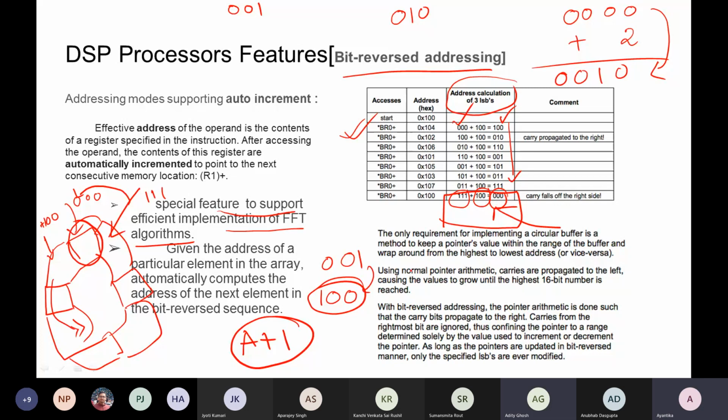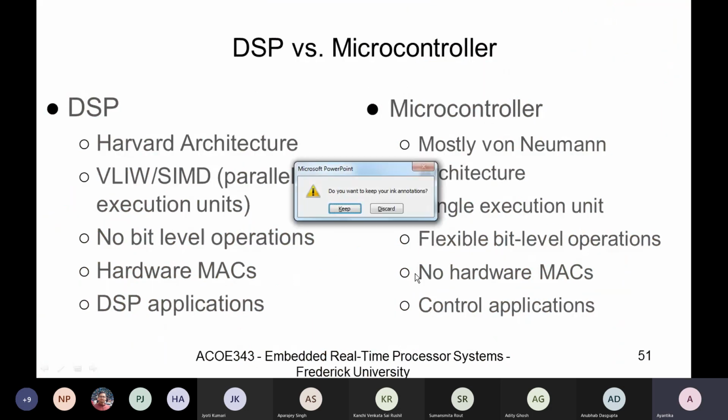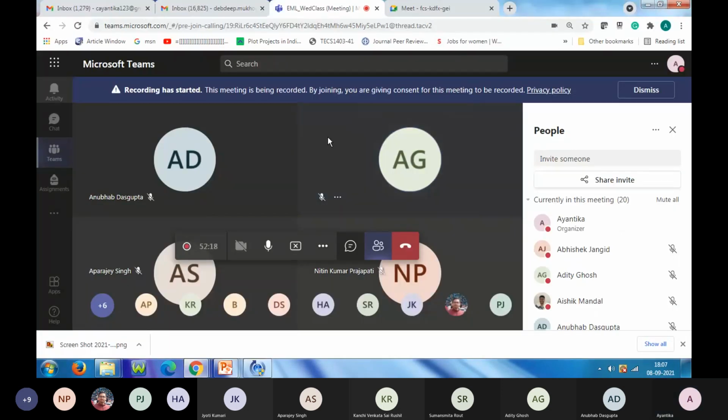Okay, you can see this. Anything else, others? So everything is clear, no problem. Yes, ma'am.